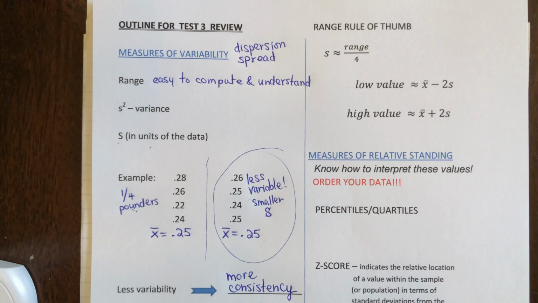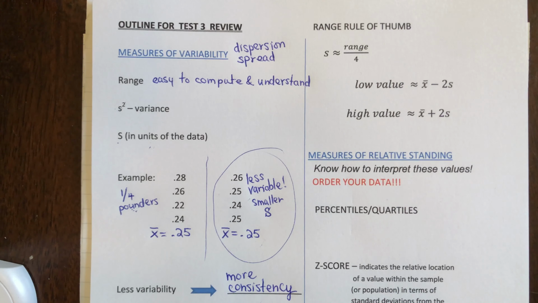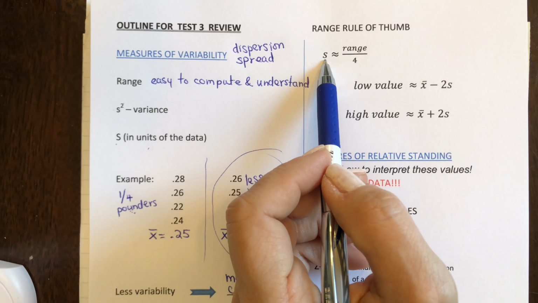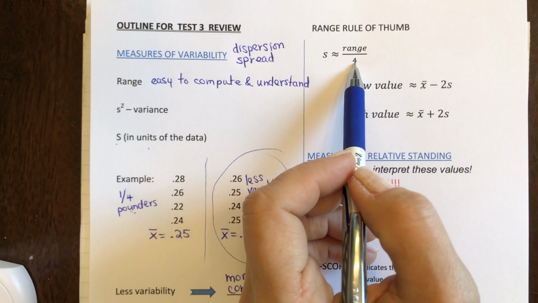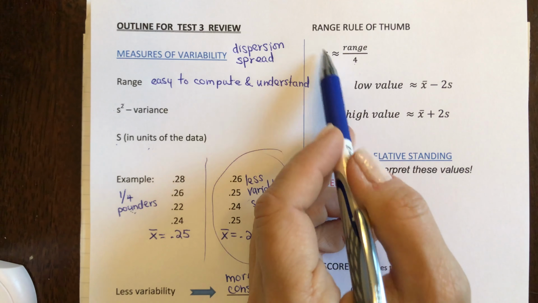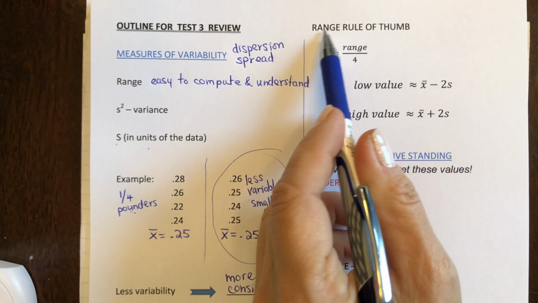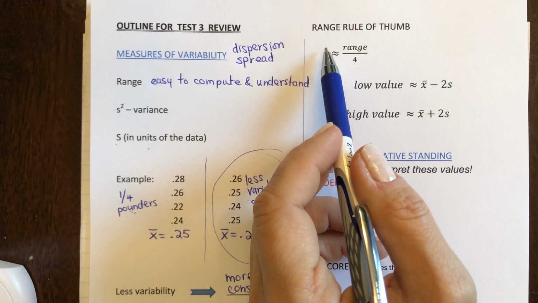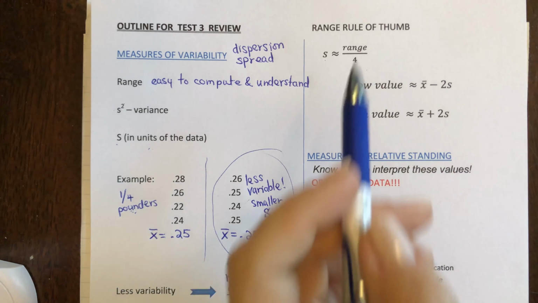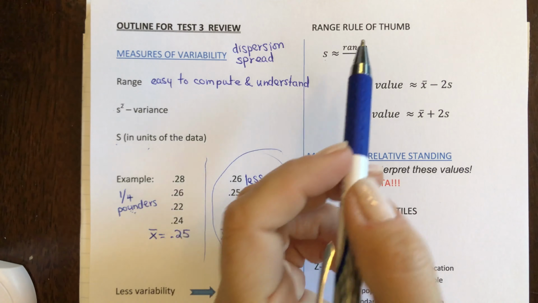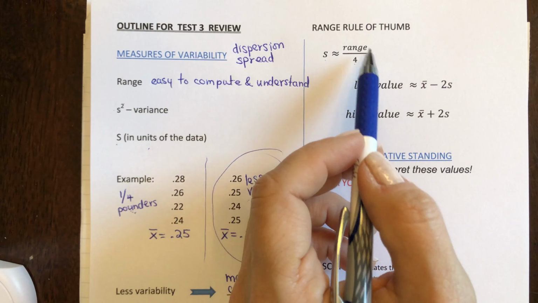So now to continue with the review for test 3, the next thing we talked about was something called the range rule of thumb, okay? And so we learned that even though the standard deviation and range aren't directly related, you can estimate the standard deviation by taking the range divided by 4 if you don't have the complete amount of information. So you can get kind of a feel for the standard deviation. And remember that if there are very extreme values, this isn't going to be quite as accurate.